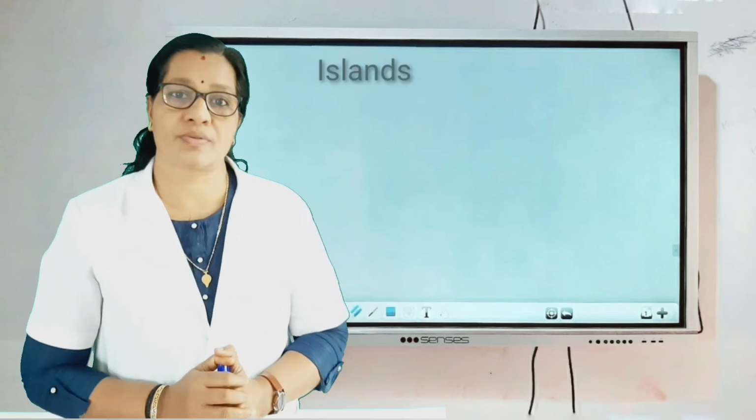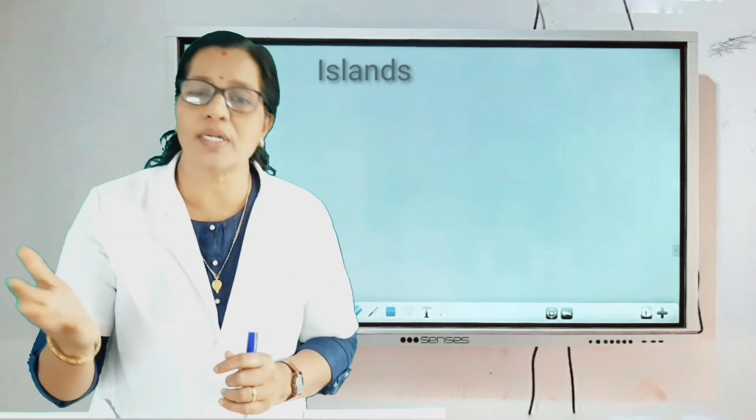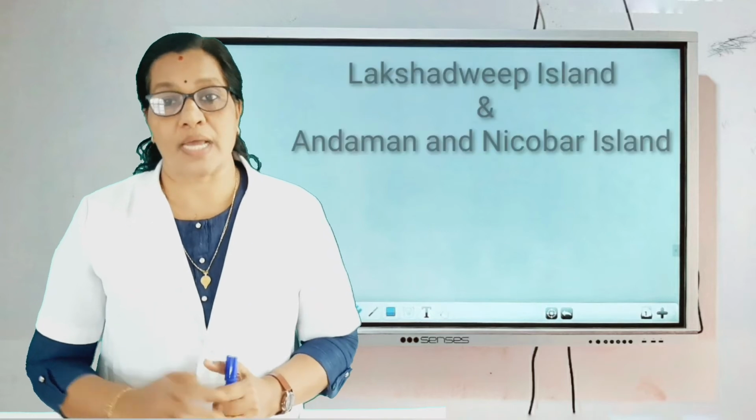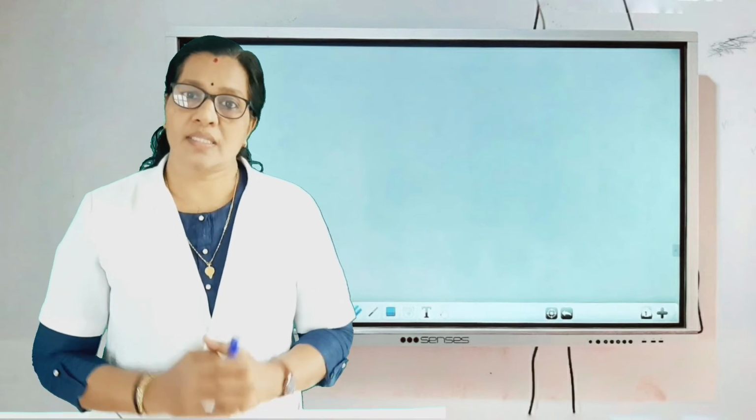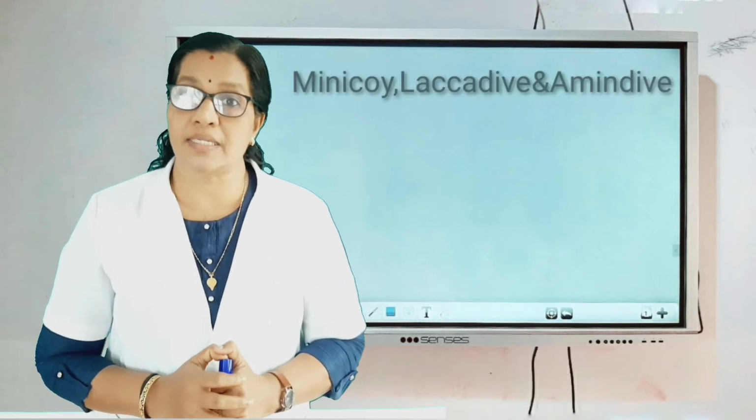Then islands. An island is a land mass which is surrounded by water. India consists of two main groups of islands, the Lakshadweep Islands and the Andaman and Nicobar Islands. The Lakshadweep Islands consist of 36 islands and lie in the Arabian Sea. They are composed of small coral islands. Earlier, they were known as Minicoy, Laccadive and Amindivi. In 1973, they were renamed Lakshadweep.